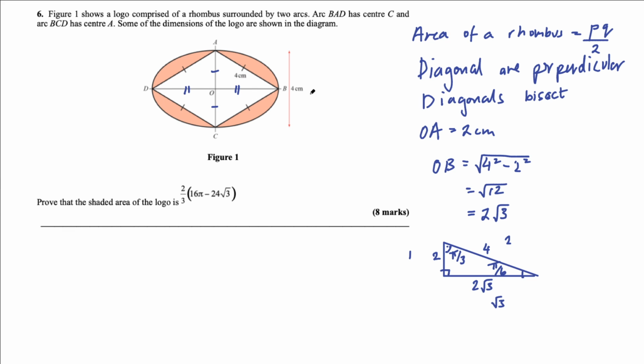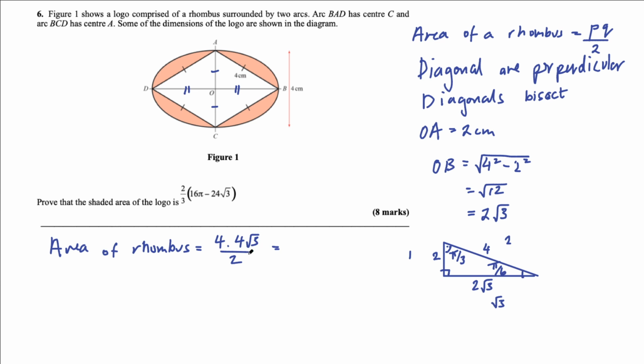Yeah, so we have the length of the diagonals of that rhombus. We'll be able to find the area of that rhombus. So let's go ahead and do that firstly. Okay, so as we said, that's the diagonals multiplied by each other divided by 2. This one is 4, they've already given us that. We found OB is 2 root 3, so therefore this whole length DB will be 2 times 2 root 3, so 4 root 3.